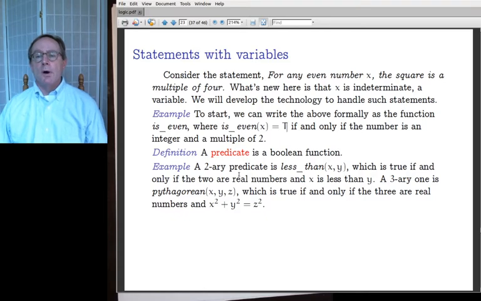An example of a predicate is the less than statement. So less than xy comes out to be true if x is less than y. You can also have more than 2 inputs. 1 input, 2 inputs, you could have 3 inputs. Pythagorean xyz comes out to be true exactly if x squared plus y squared equals z squared. You could have 10 inputs or 100 inputs, or we won't ever do that, but you could have as many inputs as you like.